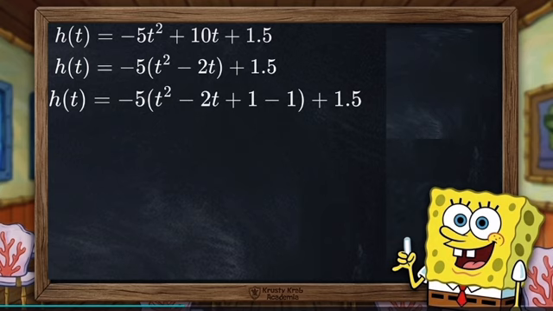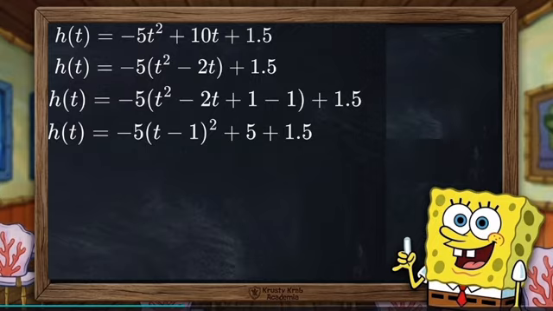We take our middle coefficient, negative 2, then divide it by 2 to get negative 1, and square it to get positive 1. To keep the expression balanced, we add and subtract 1 inside. Negative 5 bracket t squared minus 2t plus 1 minus 1, plus 1.5. Now, we bring negative 1 out of the brackets. Multiplying it by the negative 5 in the front turns it into positive 5 on the outside.